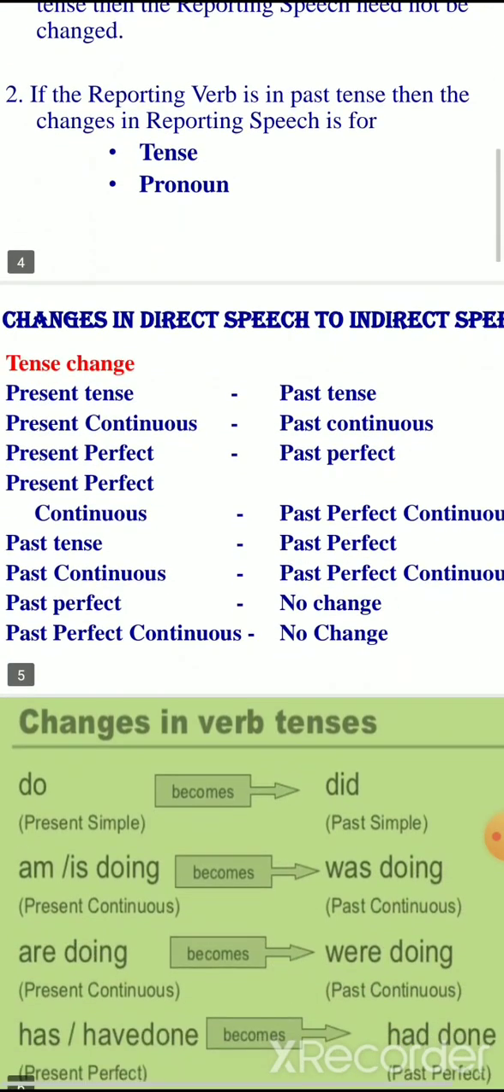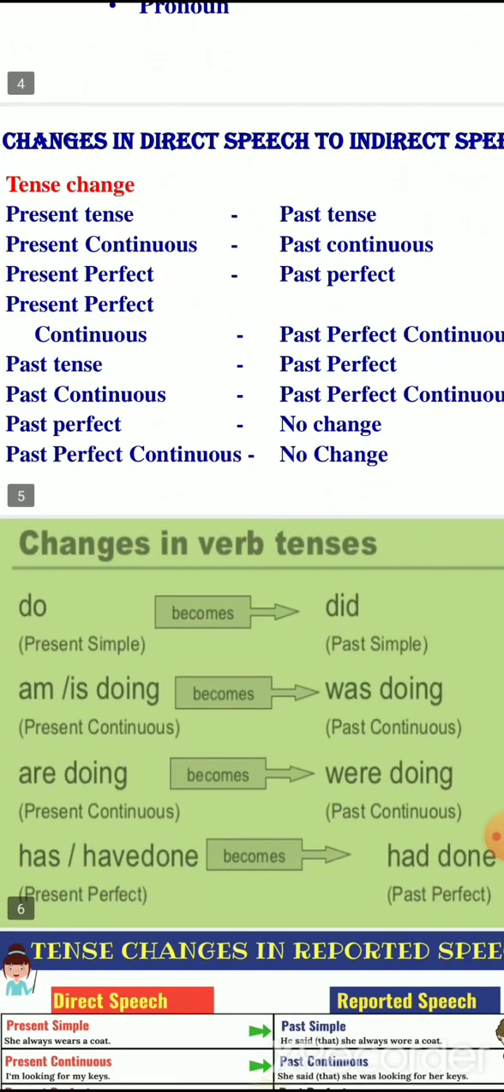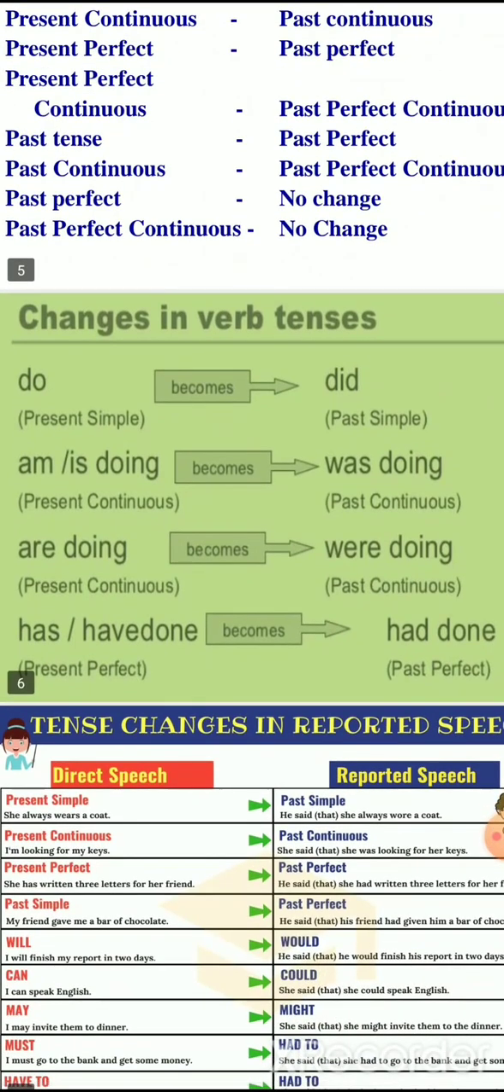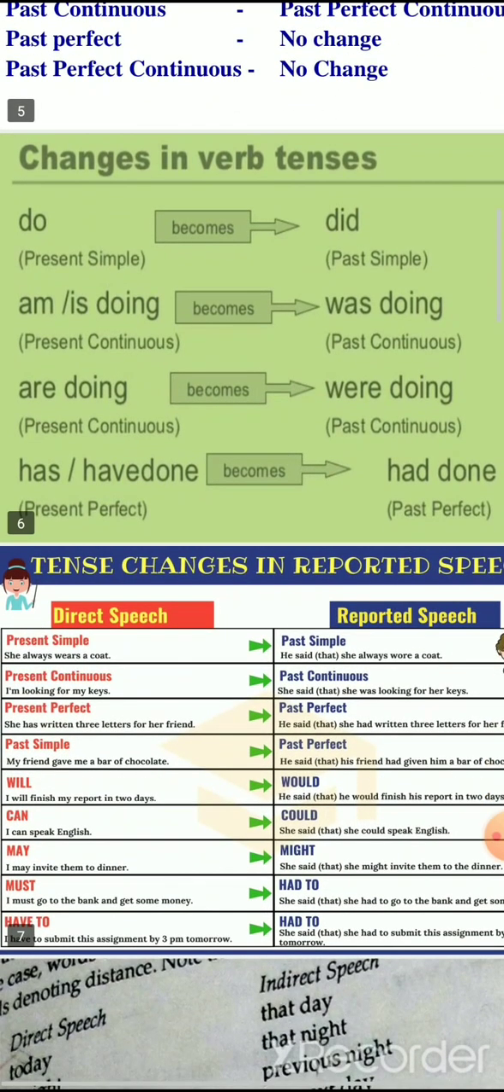Now I have given here tense change. Present tense is changed to past tense, present continuous, past continuous, present perfect, past perfect, and coming to present perfect continuous, past perfect continuous, and past tense, past perfect tense, and past continuous, past perfect continuous, and here these next two tenses. So when the reporting speech is in past perfect tense, no change, because past perfect, if you change it, there is no need to change it again. And past perfect continuous also, no change.